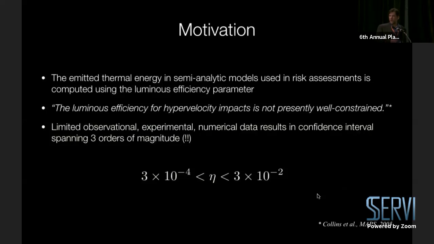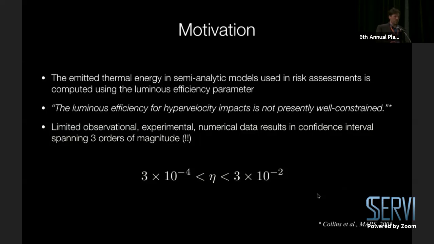This quote comes from Collins, that it's not presently well constrained. I would say that's an understatement. So this is actually the range of potential values for luminous efficiency that go into our probabilistic risk assessment. You can see that this spans 3 orders of magnitude. And as a physics person, I would find that level of uncertainty pretty undesirable. So that's what motivates this work.